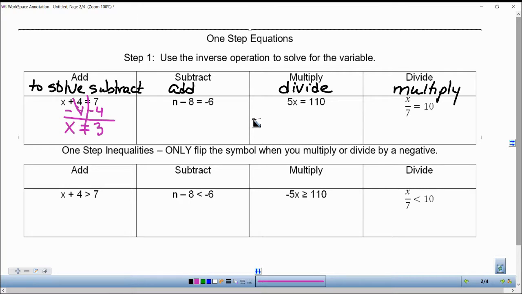On our subtraction example, n minus 8 equals -6. To undo a subtraction, you add. So we would have to add 8 to both sides. So you end up with n equals, well, with our integer rules, -6 and a +8, that says you subtract the numbers, keep the sign of the larger value. So 8 minus 6 is 2. 8 is larger, so it would be +2.